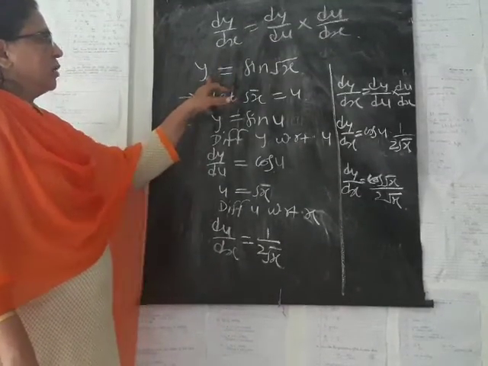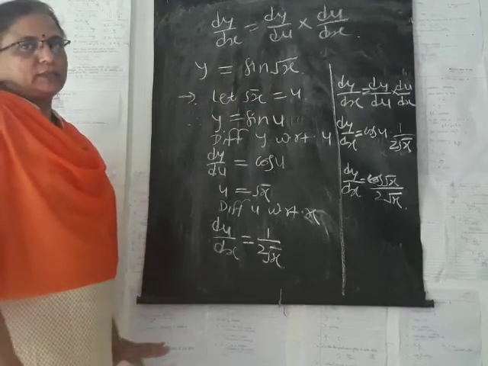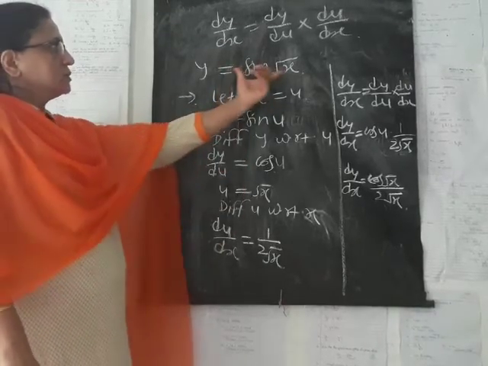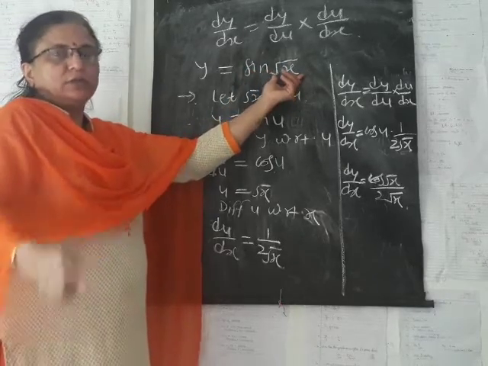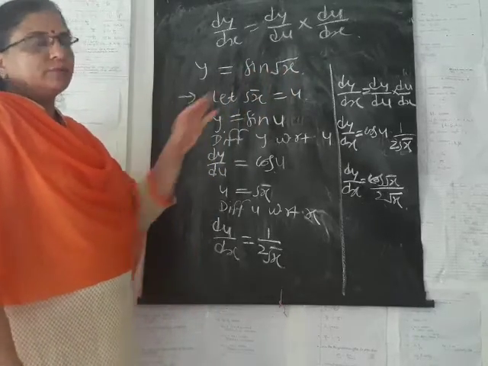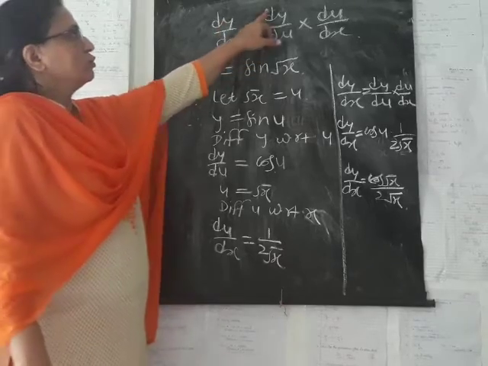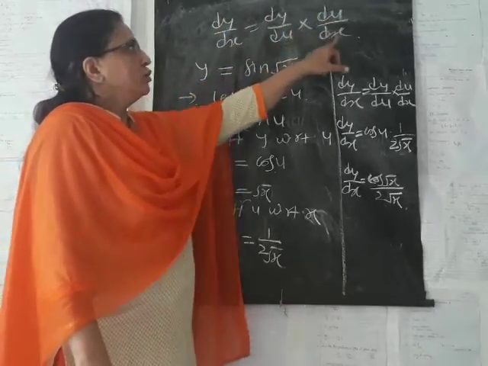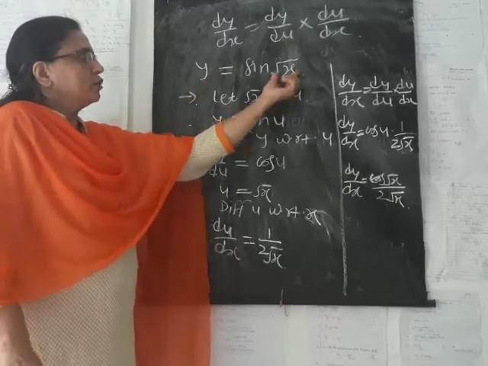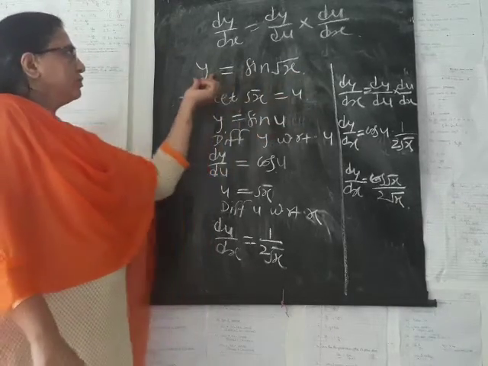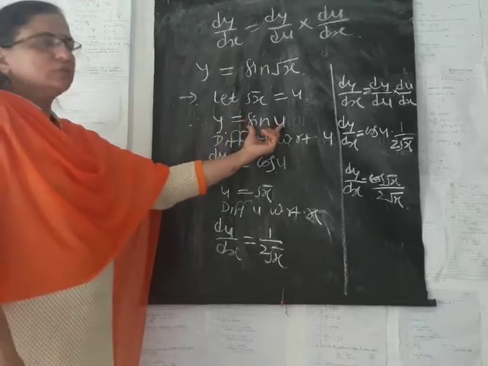Yes. So y is equal to sine of under root x. So this is a composite function. Sine is one function, under root x is another function. Just we learn the theorem. What is theorem? dy by dx is equal to dy by du into du by dx. Okay. So here let under root x be u. So y becomes y is equal to sine u.